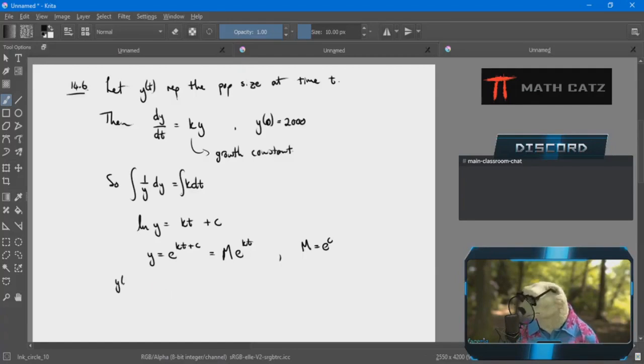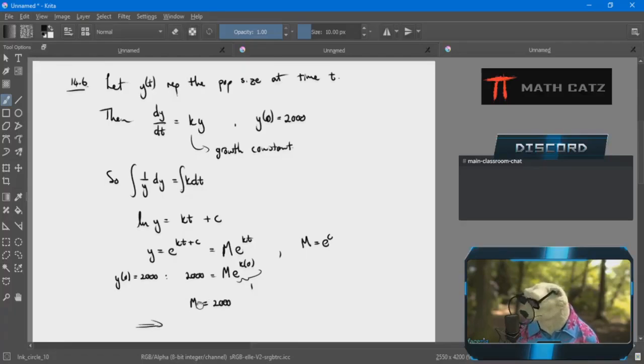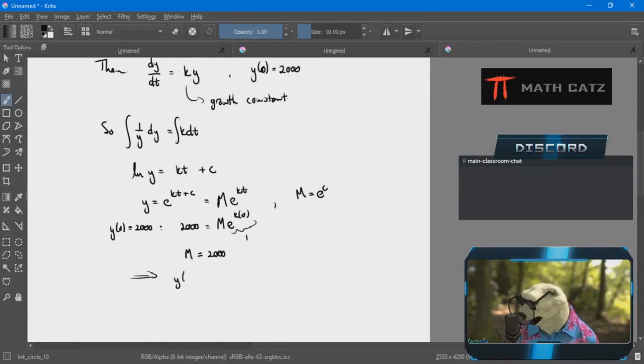Then I use the fact that the initial population is 2,000, plug that in. So it's really just a formality that I can memorize to a large degree. I get 2,000 equals m times e to the k times 0. Regardless, that's a 1. So m is equal to 2,000. Big surprise, I knew it was the initial population. And so my function is 2,000 e to the kt.